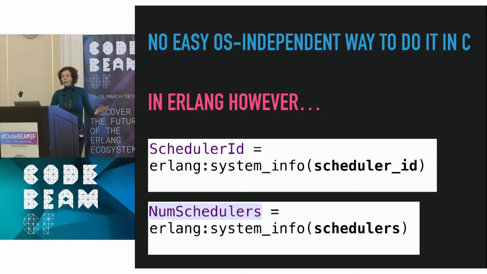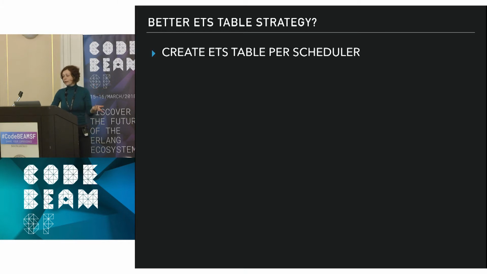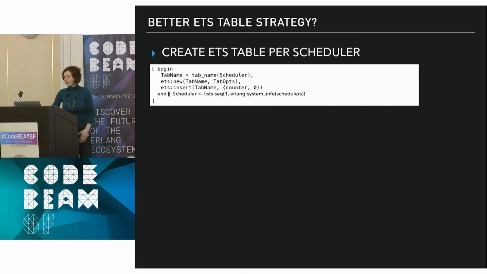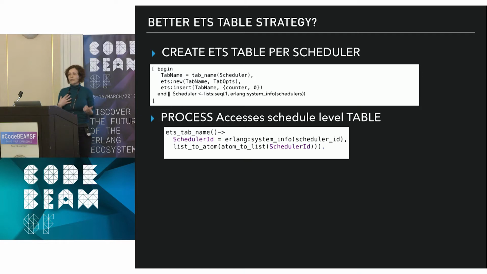So now we can think of a better ETS table strategy. We can create an ETS table per scheduler. Instead of one ETS table to hold our metrics, we'll have as many as there are CPU cores. That's the code. You don't have to look at it, but just for your information. And then every process that's trying to write metrics will be accessing its own table. It will find out what its scheduler ID is at the moment, and it will write to that table.